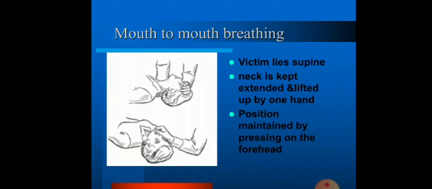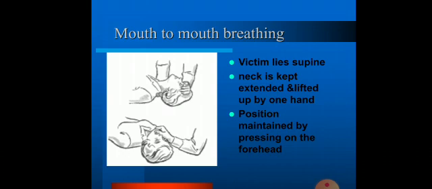The operator is holding the jaw of the subject with his left hand, and he opens the mouth, and with the right hand he closes the nose of the victim. Now the operator places his mouth over that of the victim in such a way as to enclose the victim's mouth between his lips and exhales smoothly into the subject's airway. The amount of air which the operator exhales is about twice the normal tidal volume.